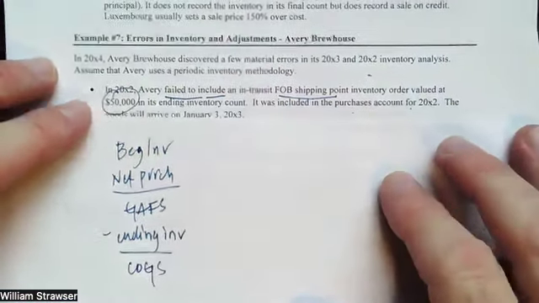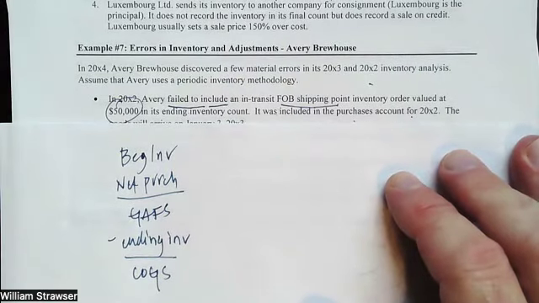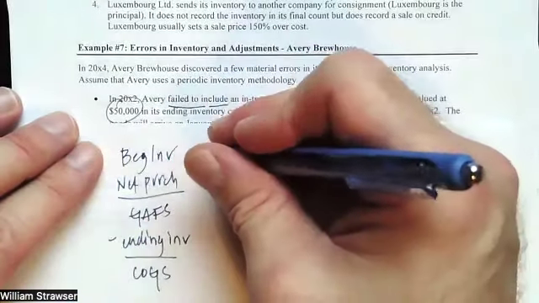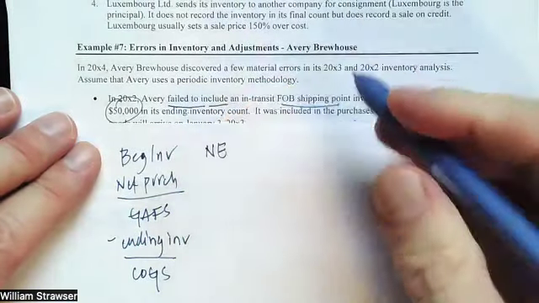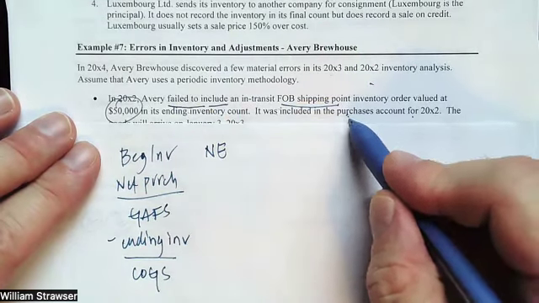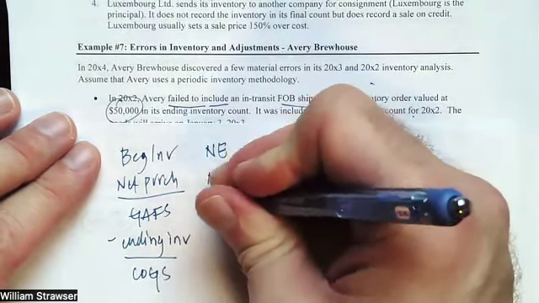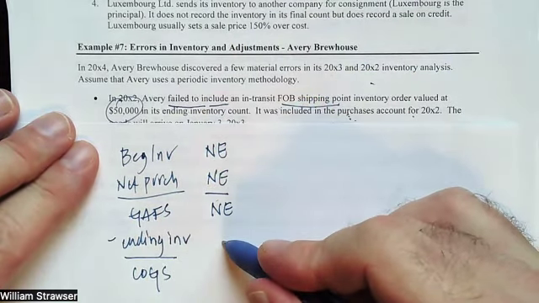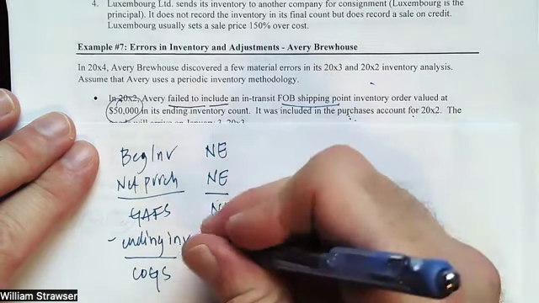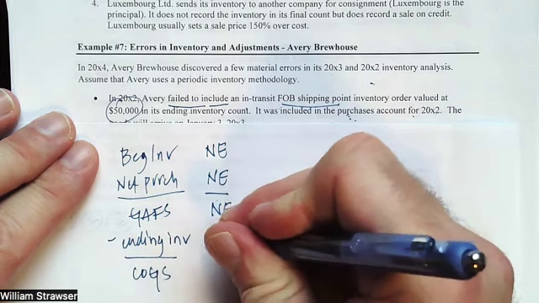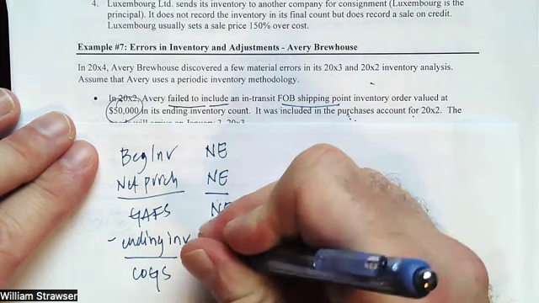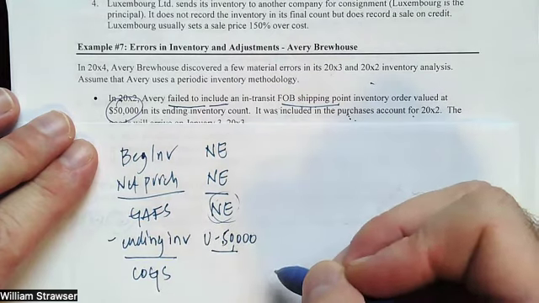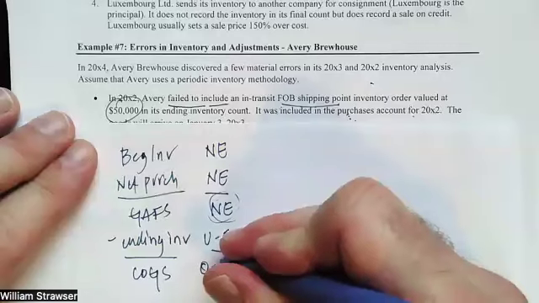All right. So in 20x2, that's the first year we're looking at. We don't have any indication there's an error in beginning inventory, so there isn't one. For the purchase, they did include the purchase, so that was all right. So there's no error there. There's no error in GAFS. Ending inventory, they failed to include it, and so that understated the ending inventory by 50,000. If this is understated and GAFS is on point, then our cost of goods sold will be overstated by 50.